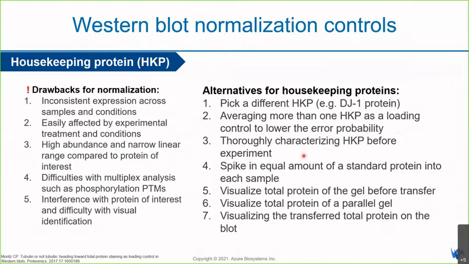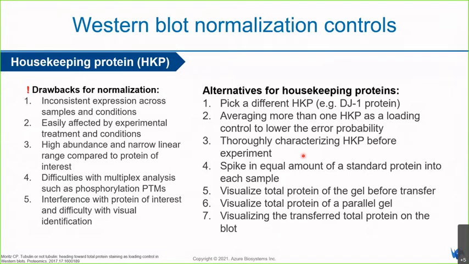Okay, so if this is not really good, how about next? I'll just stick with my current housekeeping protein and then thoroughly characterize it. Yes, you can do that as well, if you have well characterized your housekeeping protein, proving it to be consistent throughout your experimental conditions and throughout your experimental groups.